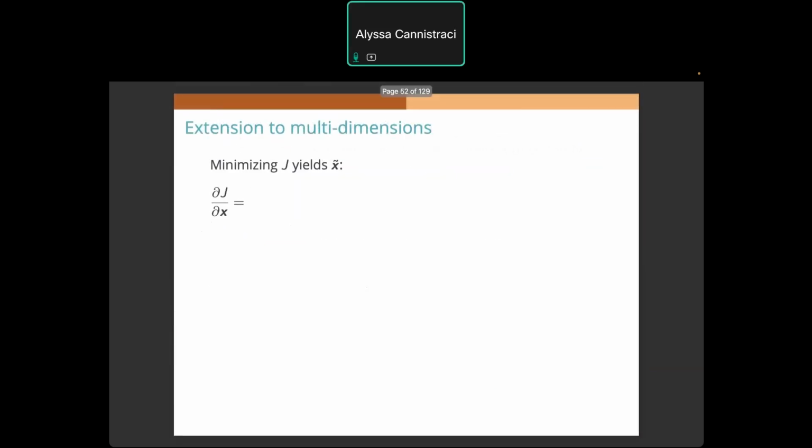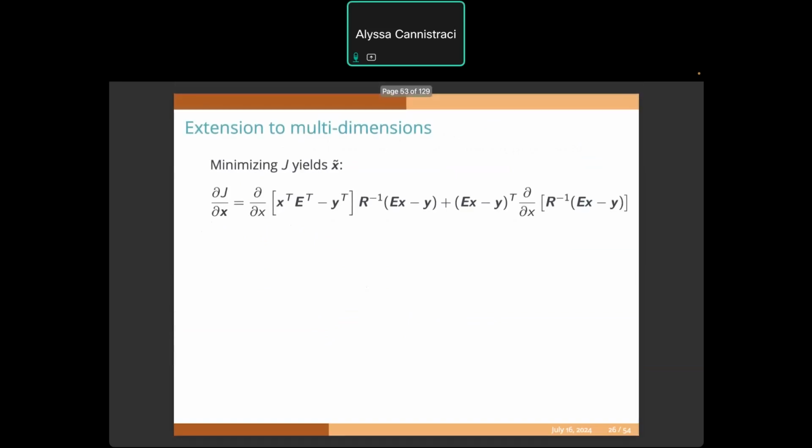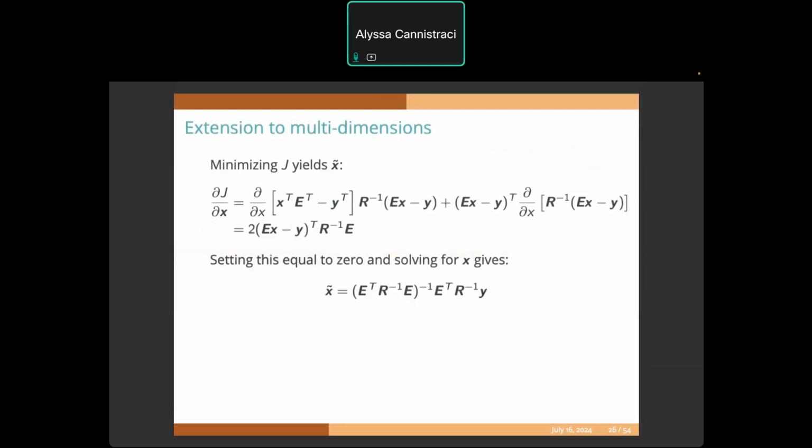We can find x tilde again. So we take a derivative of it with respect to x. This first step is just the product rule, okay? The second term is a lot easier to find because we don't have these transposes to deal with. You can either look up matrix vector derivative rules, or you can do Einstein notation. What this ends up being is 2 times this transpose times R inverse E. We again set it equal to 0 and solve it for x, and it gives us this new approximation for x tilde in multi-dimensions. And it is again just a weighting of our observations by their uncertainties.